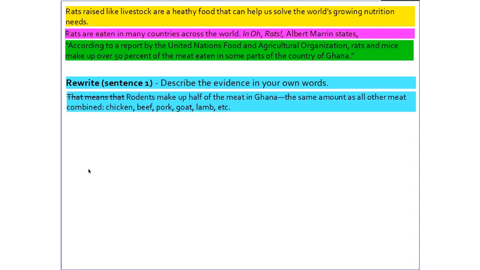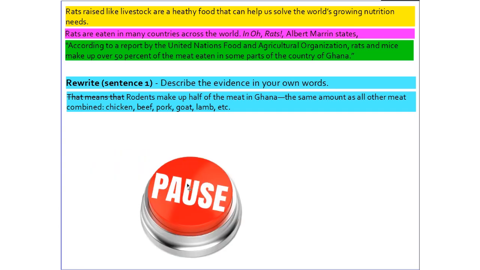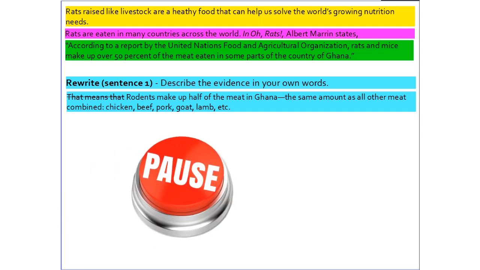I say, that means that, and then I cross that off because I do not want any sentence starters in my writing, but it can help me think about it. So that means that rodents make up half of the meat in Ghana, the same amount as all other meat combined: chicken, beef, pork, goat, lamb, etc. I'm going to have you pause, and I want you to go ahead and rewrite your evidence.